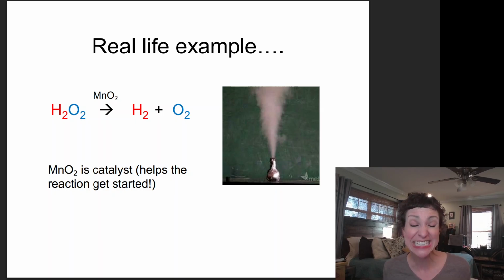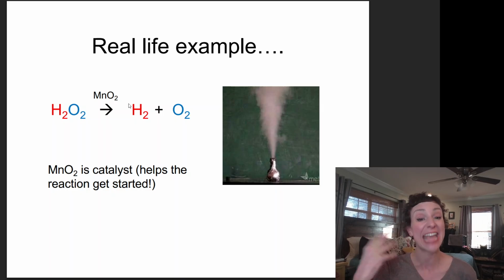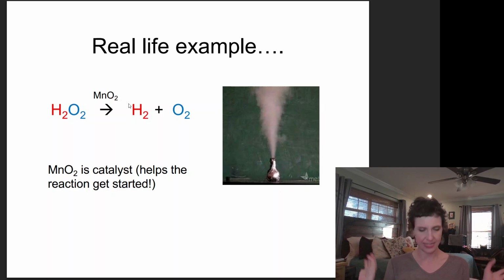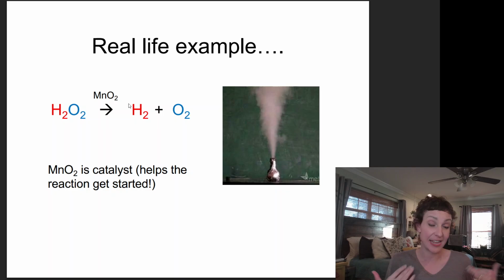You guys, I can decompose hydrogen peroxide into hydrogen gas and oxygen gas by adding manganese dioxide. You're like, why is that written above the arrow? If you see a symbol written above the arrow, that means it is a catalyst. It is not involved in the chemical reaction. It does not move around and break bonds and stuff. It just helps get a chemical reaction started. So I thought we could watch this real fun video of showing how manganese dioxide actually helps hydrogen peroxide decompose.